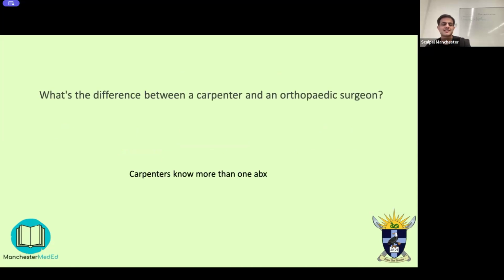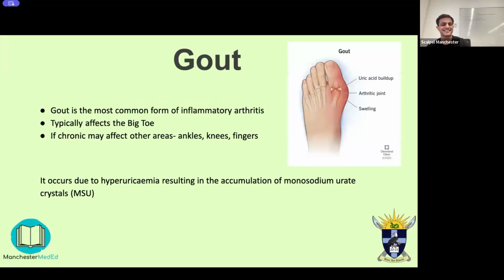Next joke. What's the difference between a carpenter and an orthopedic surgeon? Carpenters know more than one antibiotic. Go. Right. I'm just laughing at my own jokes. It's actually terrible. I actually found these on the internet, so they're not my own jokes.